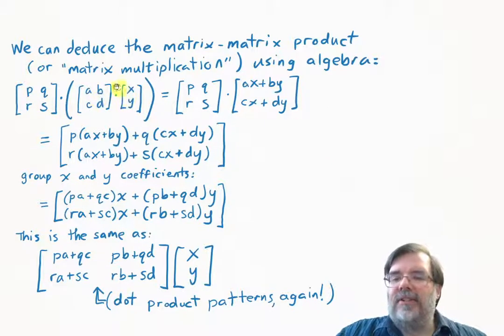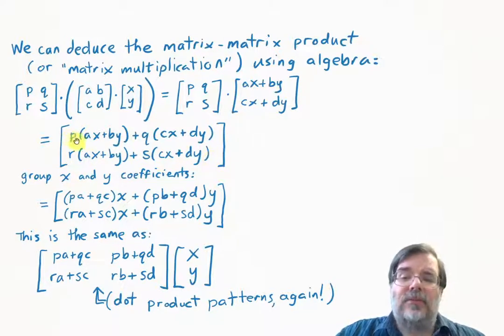So we'll start off by putting some variables in for each of the matrices and this vector. If you calculate this first inner matrix vector product, you get ax plus by and cx plus dy. And then calculating this matrix times this vector, it's long, but it's doable. We'll have P times the first part plus Q times the second part. That's the first entry. For the second entry, we'll have R times this first part plus S times the second part. It gives us the second entry.